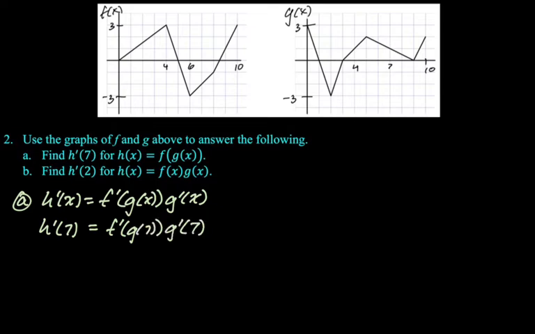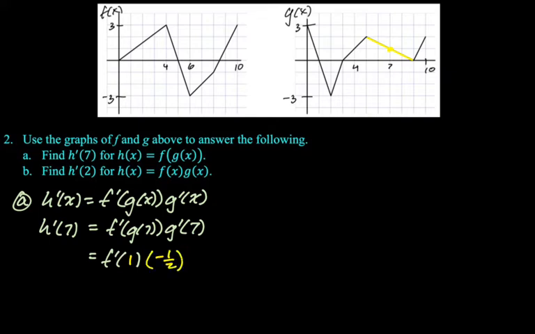Now what do we do? Well, now we got to find these values. So step 1, I need to know what g of 7 is, and I need to know what g prime of 7 is. So g of 7, you can see on the graph I put a little dot there. g of 7 is 1, so I'm really doing f prime of 1 times g prime of 7, which is the slope of the graph of g through 7, which is down 1 over 2, so -1/2.